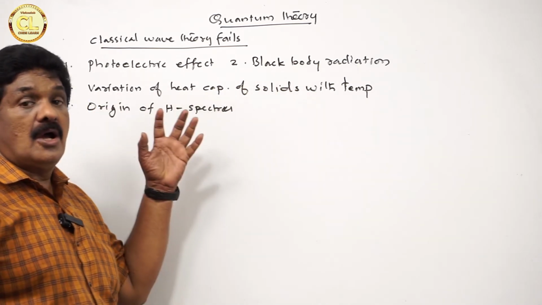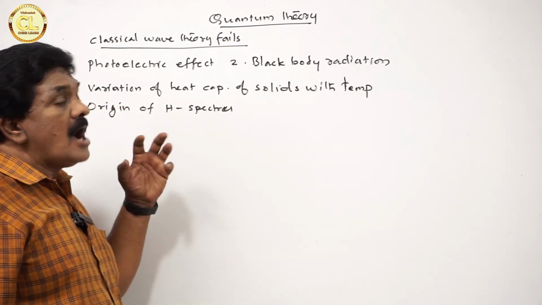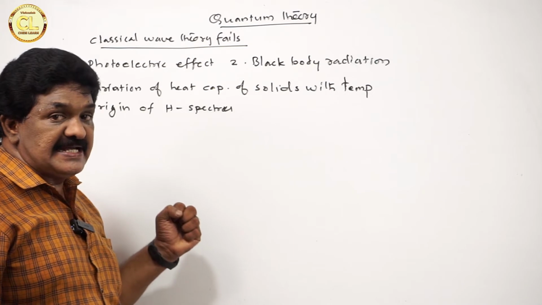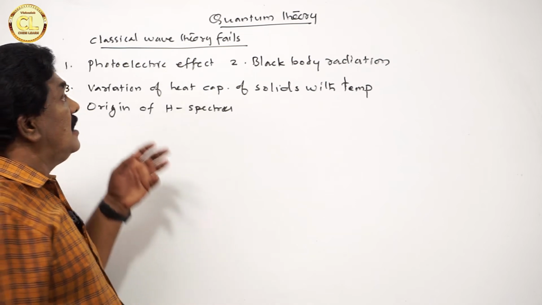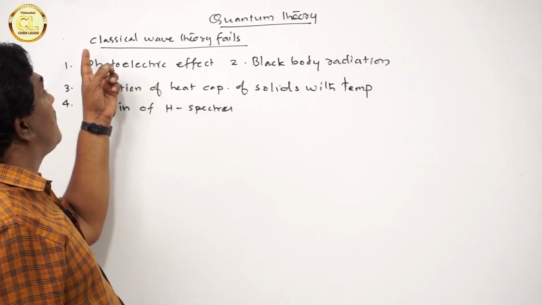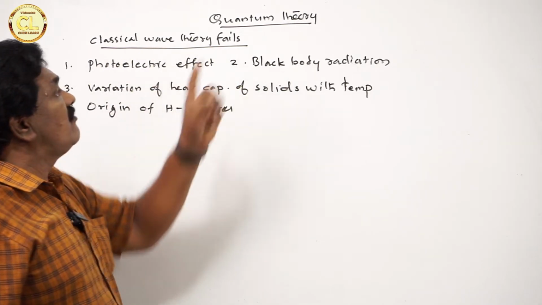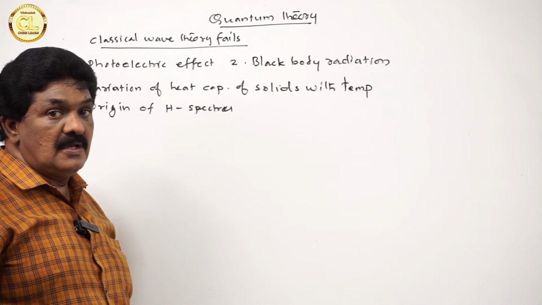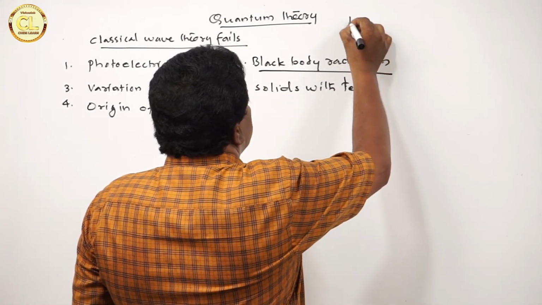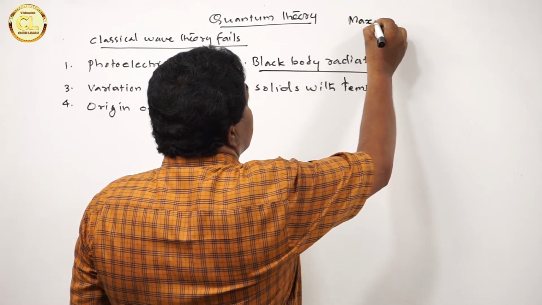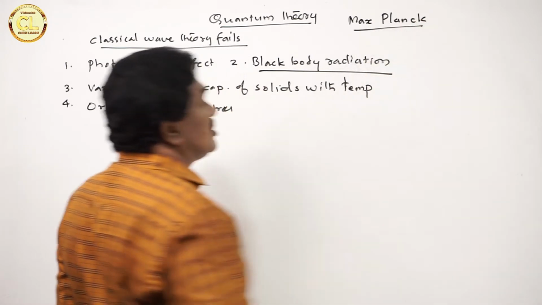These phenomena show that the system absorbs or emits radiations in a discrete manner. This could not be explained by classical wave theory. In order to explain black body radiation, Max Planck suggested the quantum theory.